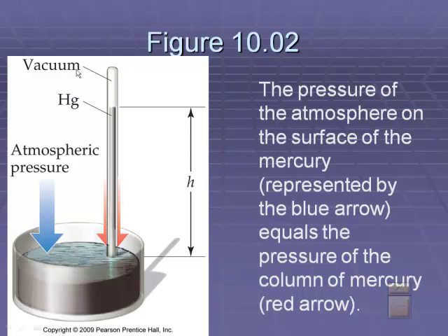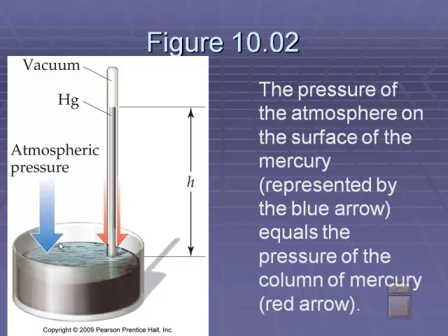So check this out. What we've got here is the pressure of the atmosphere on the surface of mercury. Right here you've got a little pool of mercury, represented by the blue arrow. This atmospheric pressure pushing down on the mercury equals the pressure of the column of mercury in the red arrow. Here's your mercury inside this tube, and notice that it's closed on the top. That means a vacuum is established inside the tube, and that's a column of mercury. So right now they're at equilibrium. They're in balance with one another.